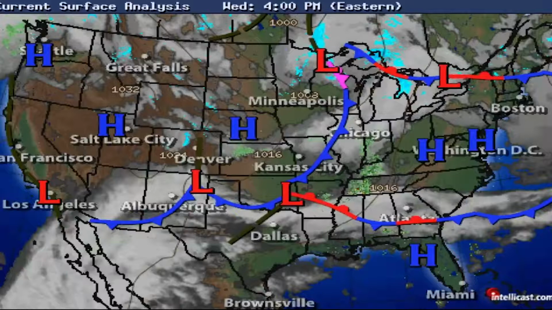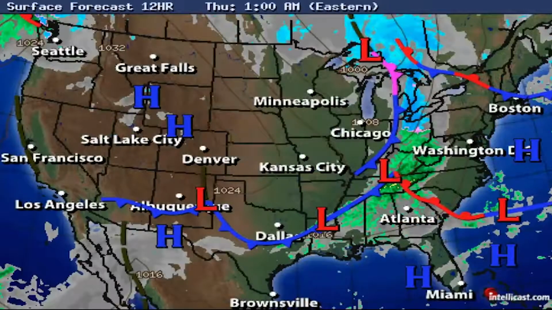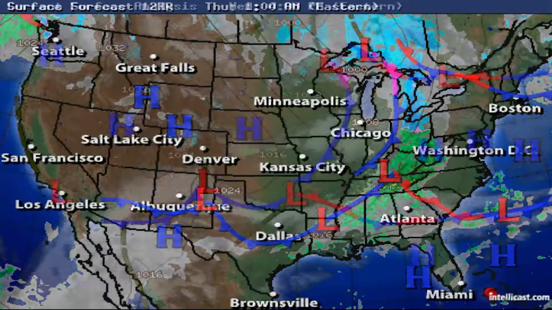Now let's take a look at a computer model forecast. This is just one computer model, and it's going to show us what it thinks will happen in the future. So this is 12 hours later, very early Thursday morning. Notice that the front has moved through Chicago and is now in Ohio. Notice there's actually a storm system that's developed along the front, just north of Atlanta. All of that rain is headed in our general direction. So what I want to do is I want to superimpose the current conditions with this map here, the forecasted conditions.